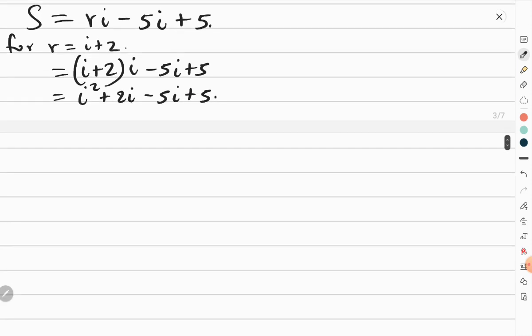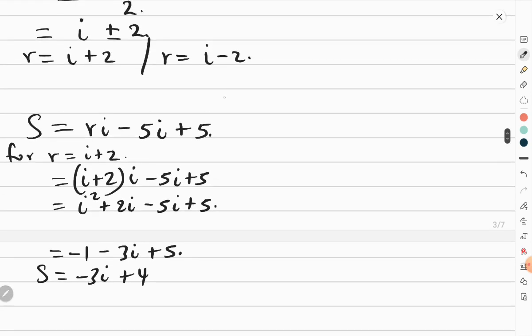Then it continues: i squared is just equal to -1. Then 2i minus 5i is just minus 3i. Then you have plus 5. Then you can see that s is equal to -3i plus 4.